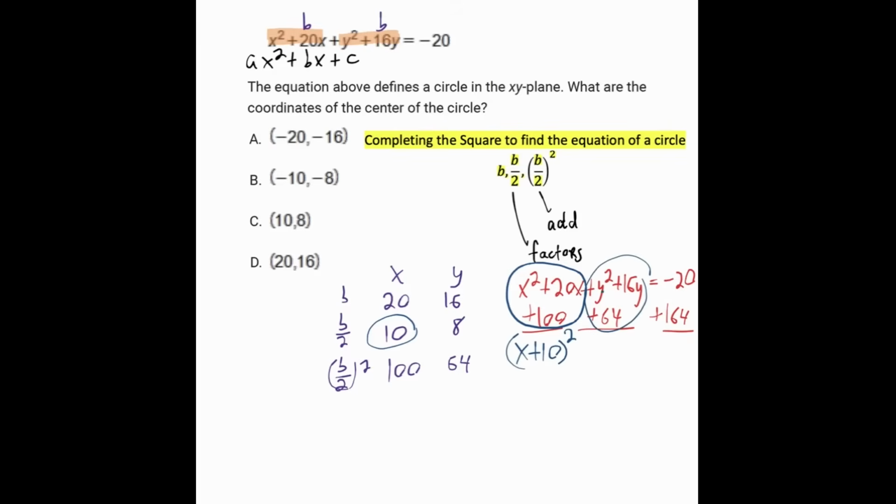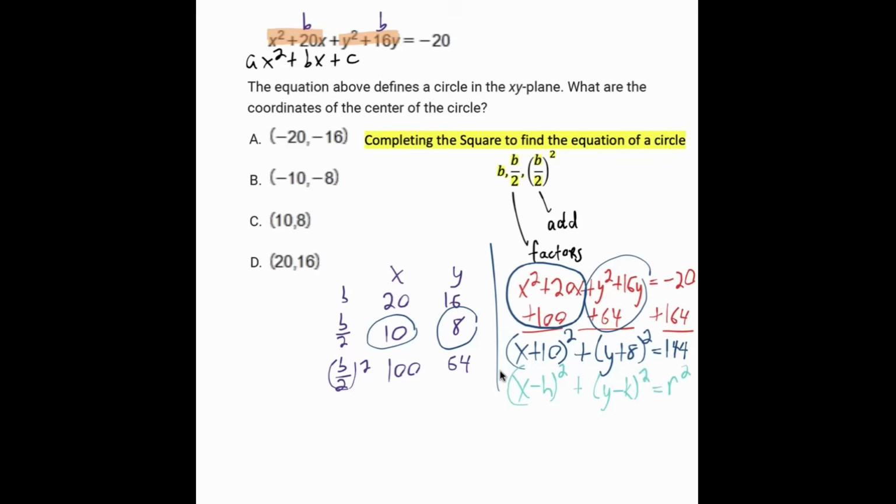And here, what two numbers add to 16 and multiply to 64? 8 and 8. But of course, we knew that already as well. So this factors to y plus 8 squared equals 144. And so now we have it in the equation of a circle. X minus h squared plus y minus k squared equals r squared.